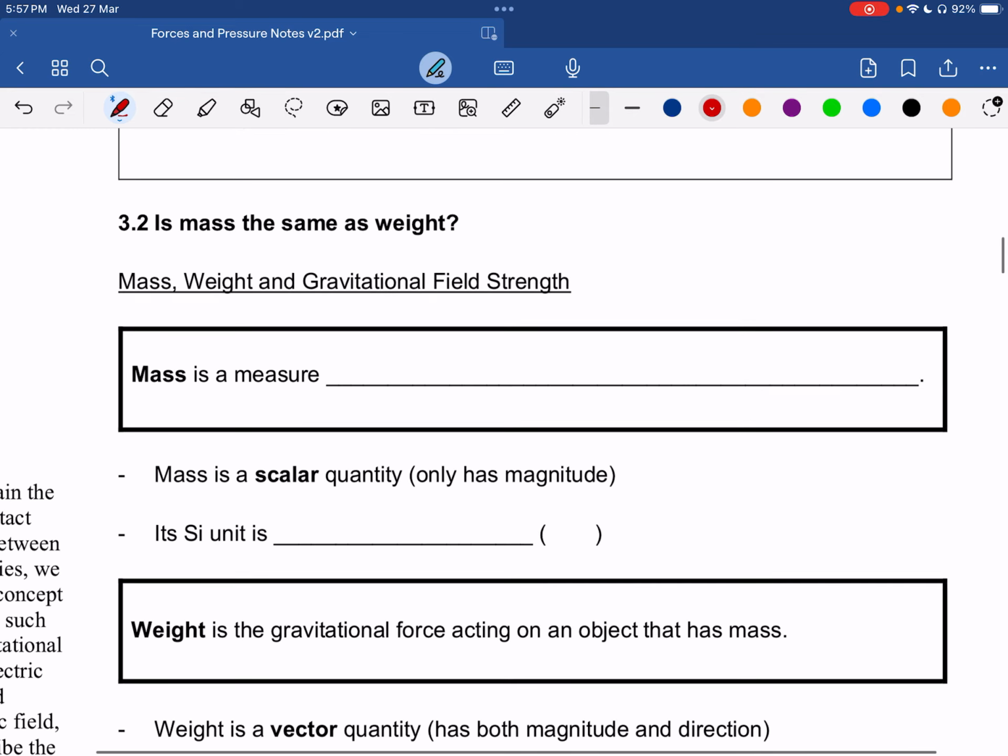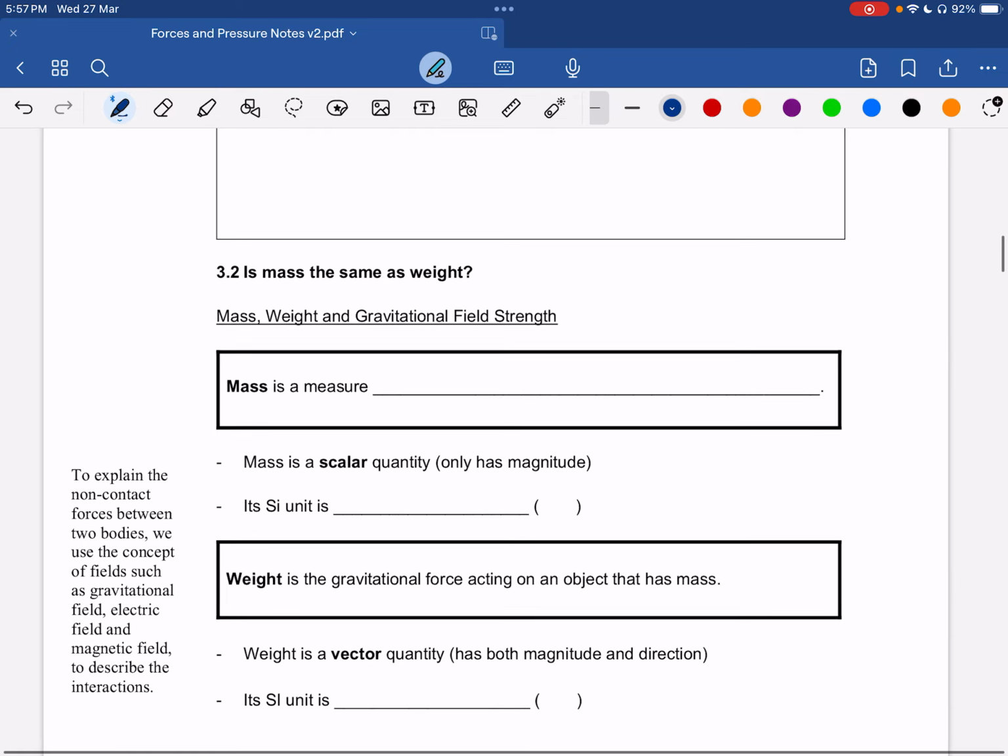Now, is mass the same as weight? This will be the next segment.